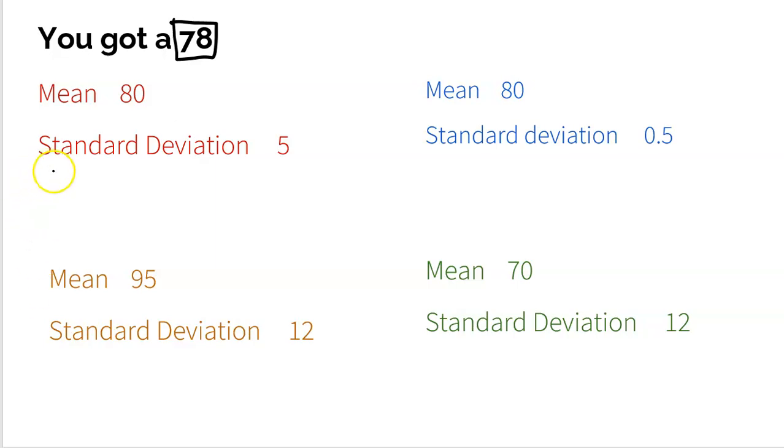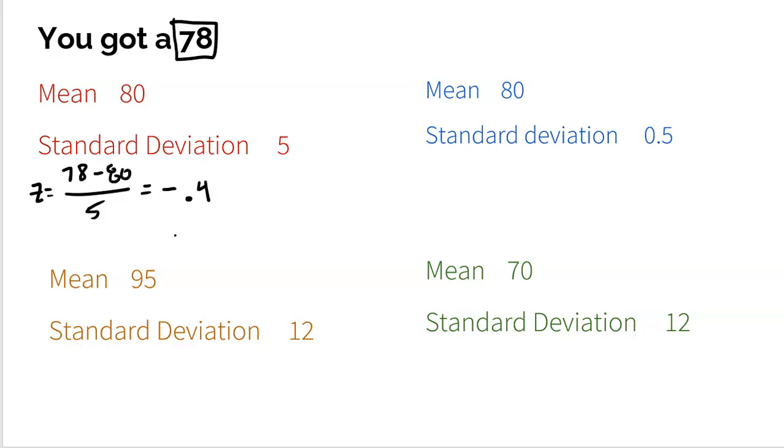So in red here, we have a mean of 80, standard deviation of 5. So my z-score is going to be 78 minus 80 divided by 5. Now, if you are going to use a calculator for this, I highly encourage you to do the numerator first, right? So 78 minus 80, hit enter, or just know, hey, that's -2, and then divide by 5. So that's a z-score of -0.4.